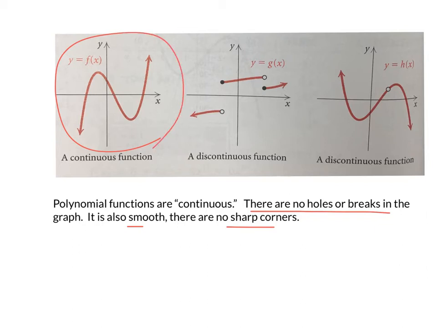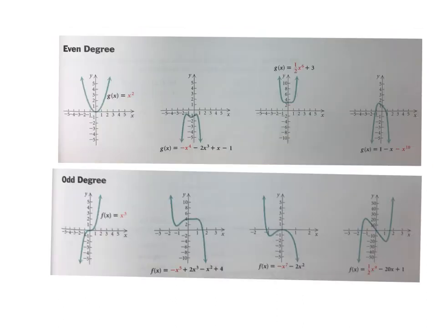This is a discontinuous one because there are breaks in it everywhere. There are holes in it. That's considered a hole right there. This is discontinuous also because if you look right there, there's a hole in the graph. So it looks almost like the first one, except there's a hole in it. No holes, no breaks, no sharp corners. Otherwise, it's continuous, and polynomial functions are all continuous.